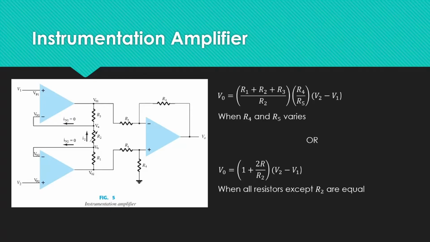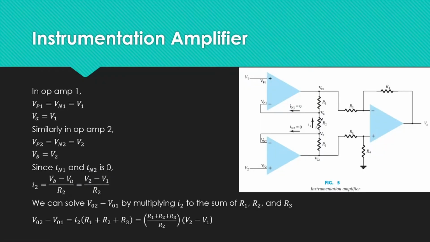An instrumentation amplifier consists of 3 op-amps, as shown in figure 5. First, we have to examine the circuit configuration of the first 2 op-amps. We can start by examining the pair of input op-amps. For op-amp 1, Vp is equal to Vn1, which is also equal to V1 because of the op-amp voltage constraint. Therefore, we can also say that Va is equal to V1 since Va is equal to Vn1.